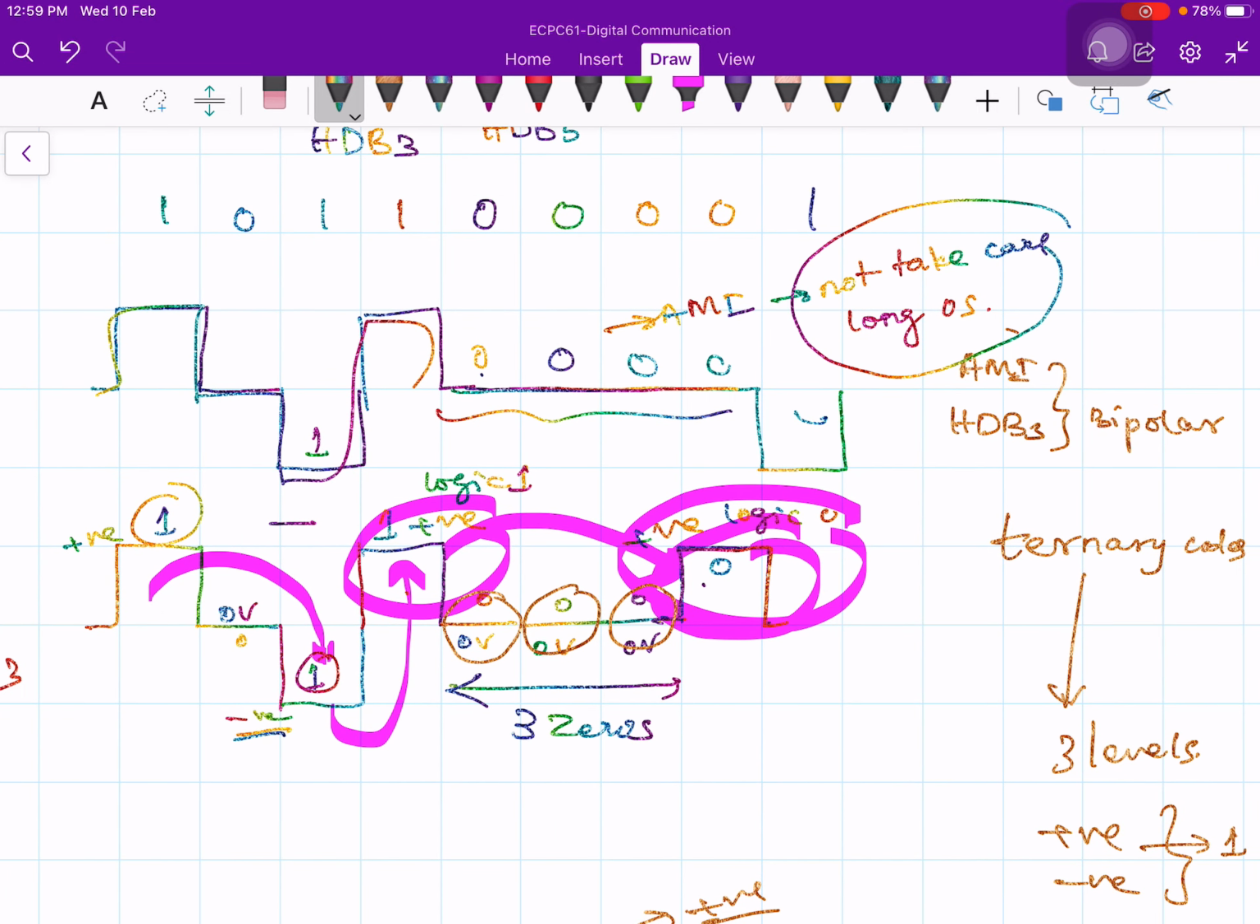This is the disadvantage of your AMI code, alternate mark inversion, because it marks alternately for mark value, one value. Okay, it alternates only the mark value, not the zero value. I mean, it alternates only the logic one. It will not touch the zero value.